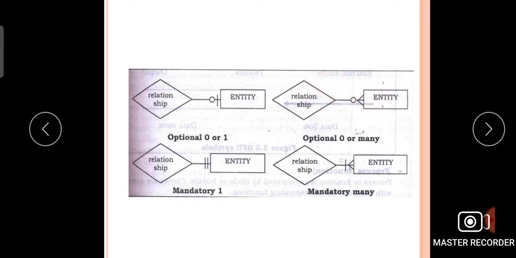Here is mandatory. Whenever we use modality with mandatory, it means compulsory. At that time we use this type of parallel lines for the entity and relationship. And whenever we use mandatory many, we use this type of symbol for the entity and relationship. So this is the modality concept for a software system.